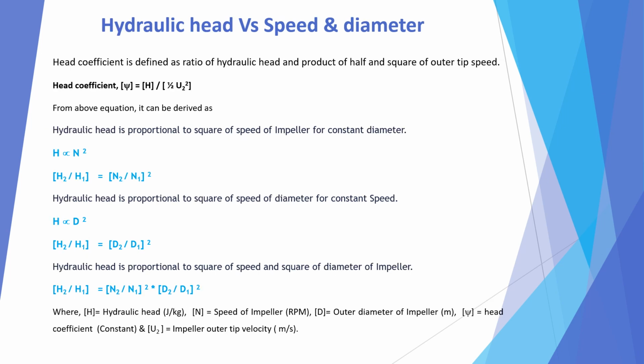meter per second. Now hydraulic head coefficient is defined as the ratio of hydraulic head and product of half and square of tip velocity. So head coefficient psi is equal to H upon half into U2 square. Since U2 contains speed and diameter both, it is proportional to square of diameter and speed. So from this expression, hydraulic head is proportional to the square of speed of impeller for constant diameter. So H is proportional to square of the speed.